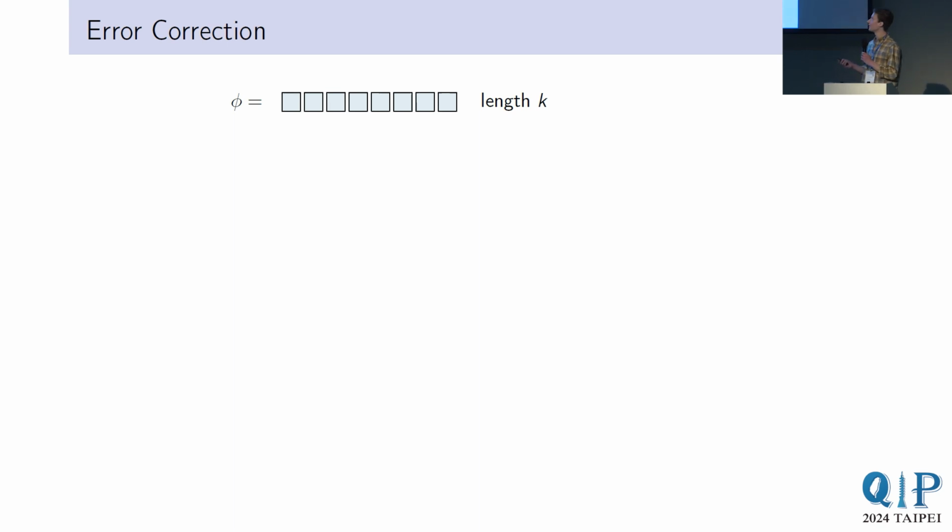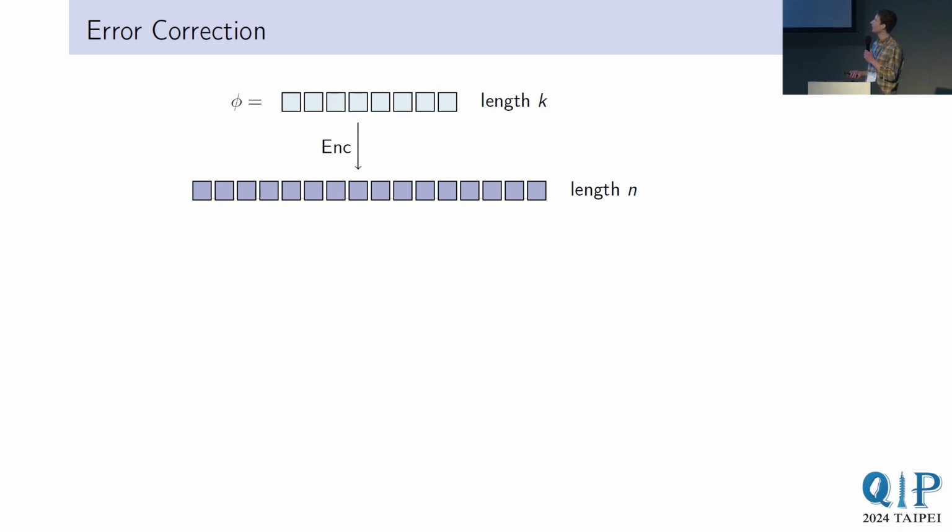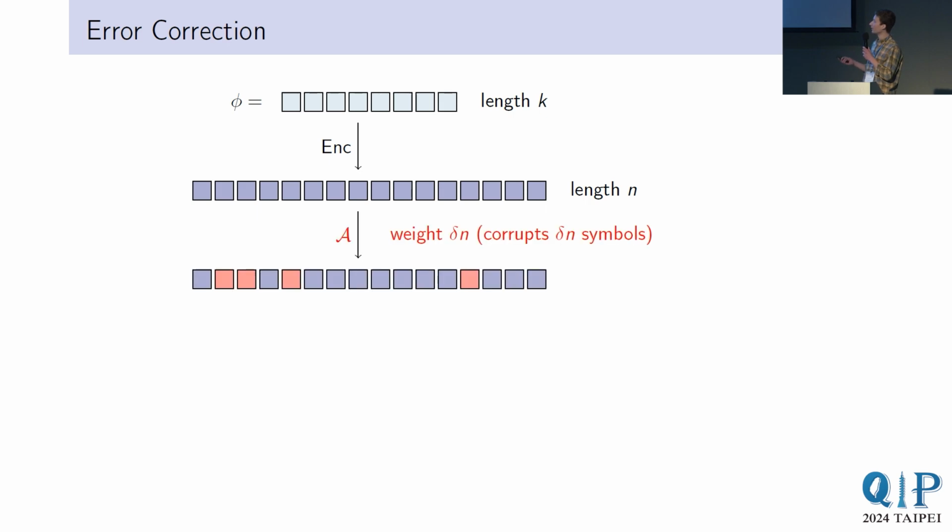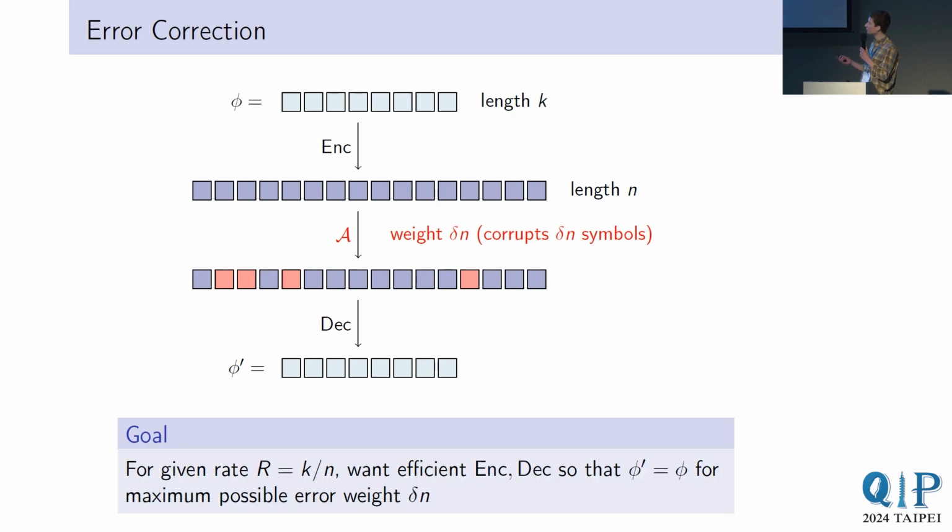So I guess I'll start by briefly recapping the paradigm of error correction that we'll be talking about here. It's just the standard setup. We have a length k message phi, and we want to encode it into some length n code word, so that if an adversary corrupts delta fraction of the code word symbols, we can apply a decoder and recover some phi prime.